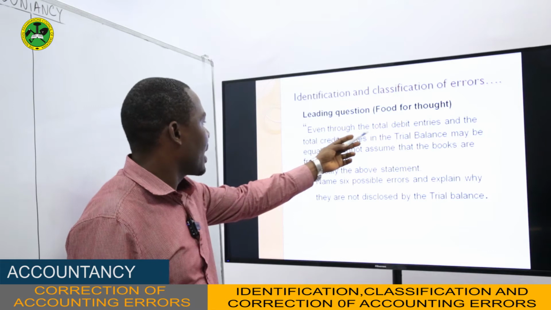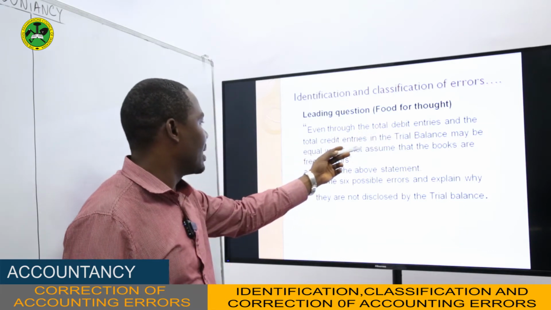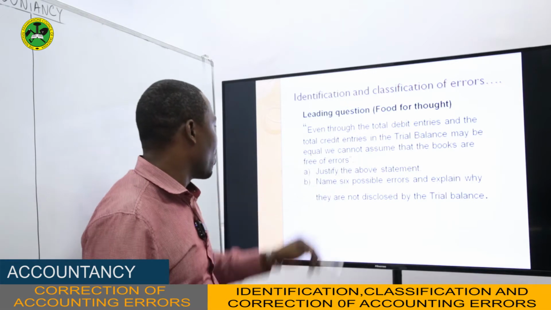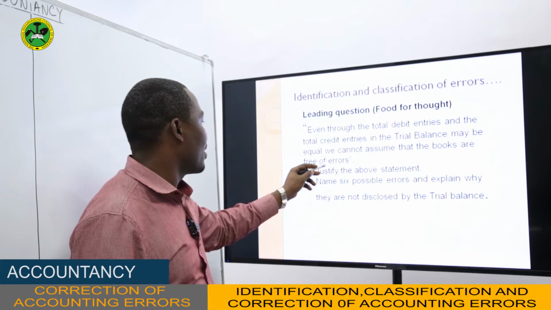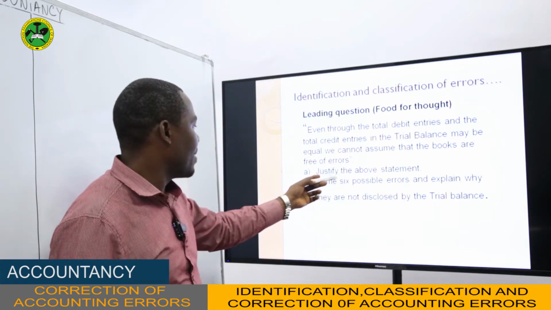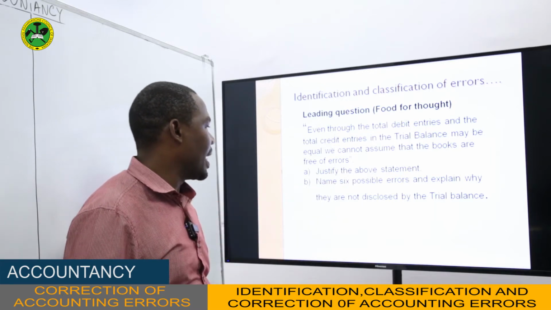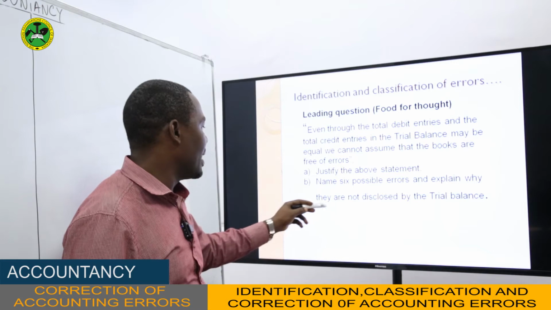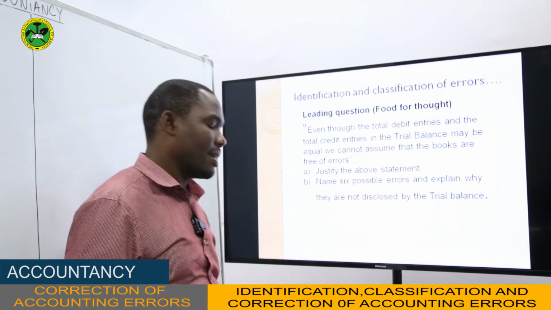Even though the total debit entries and total credit entries in the trial balance may be equal, we cannot assume that the books are free of errors. Part A: justify the above statement and name 6 possible errors, and explain why they are not disclosed by the trial balance.